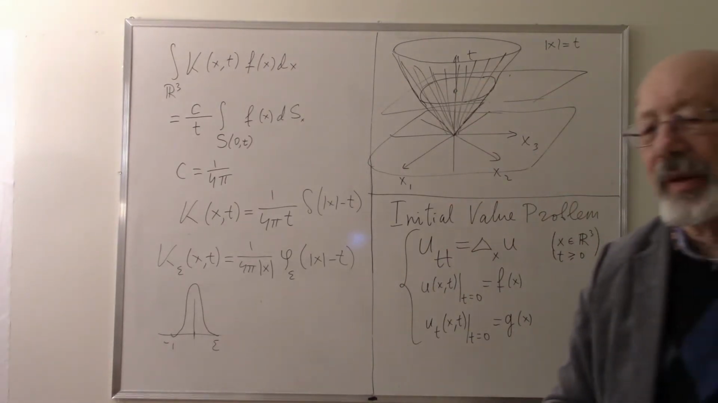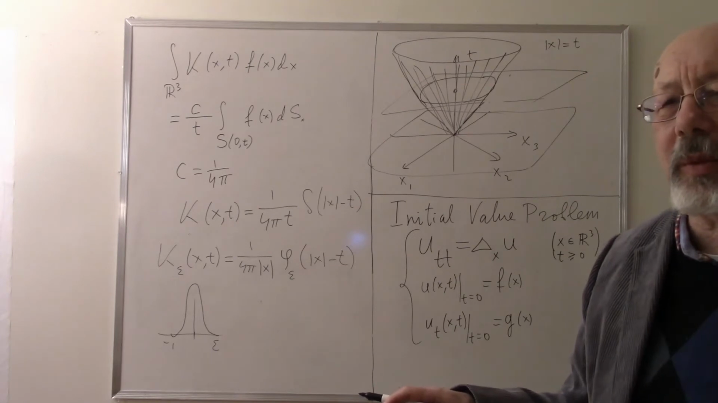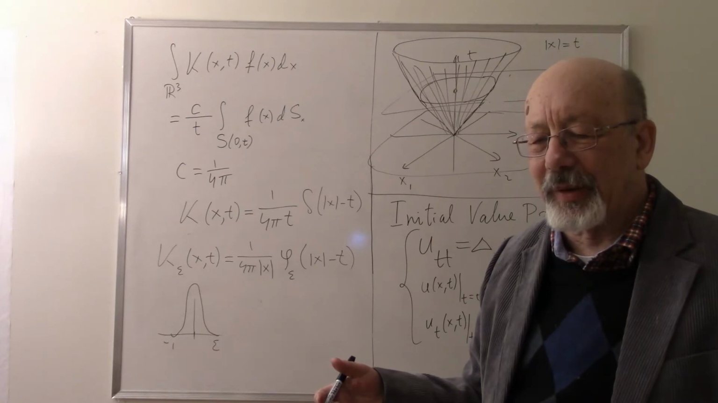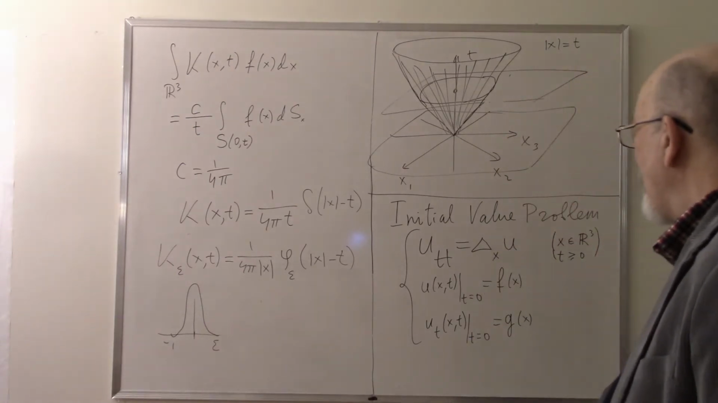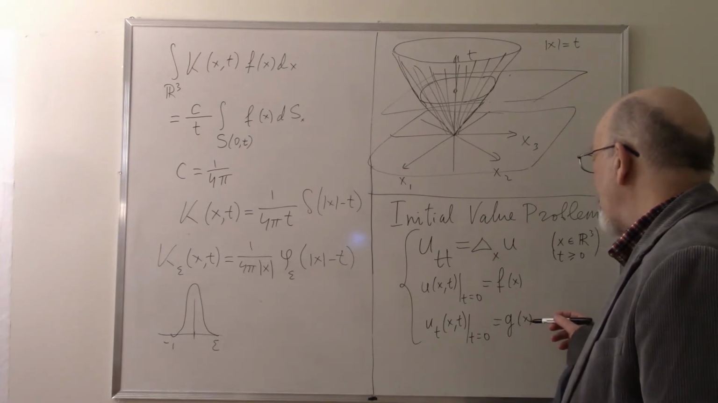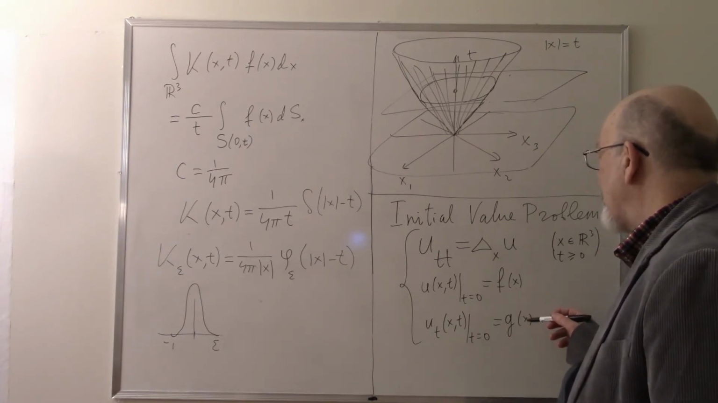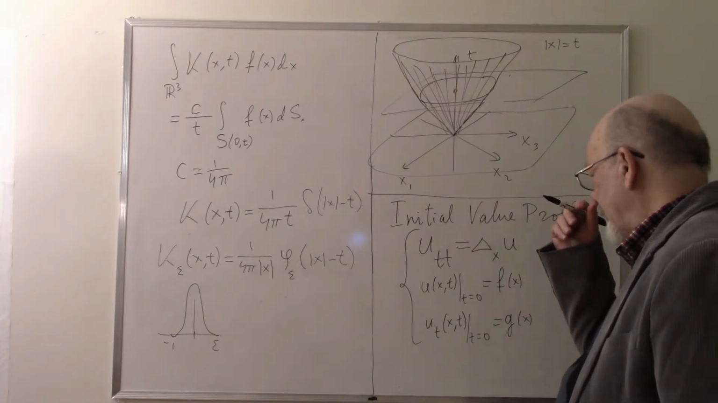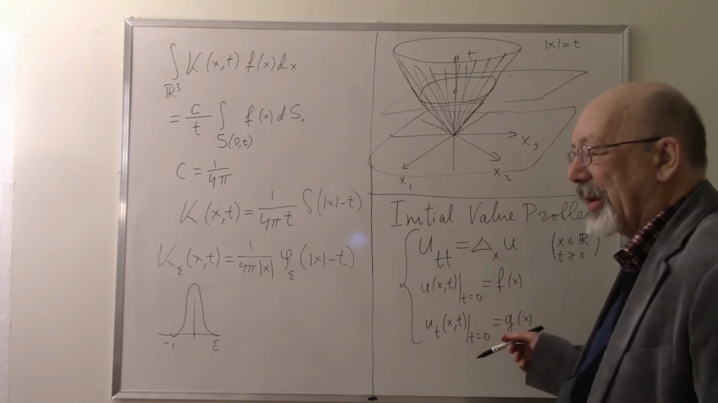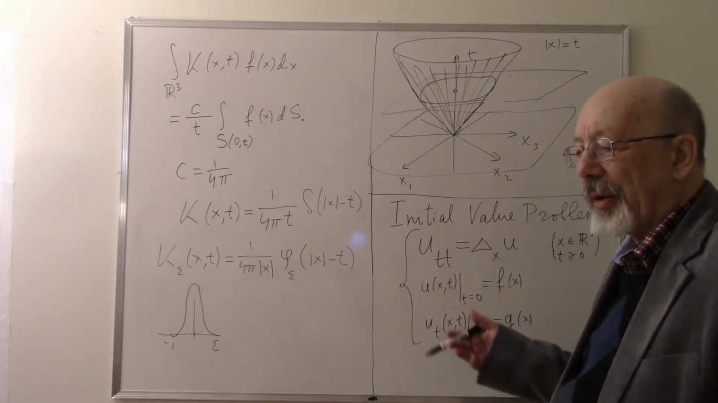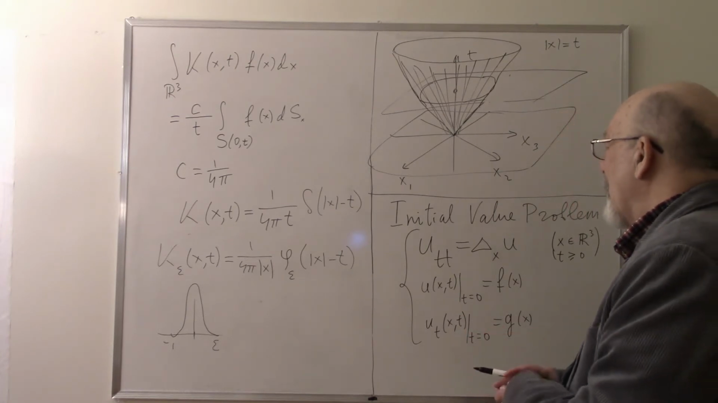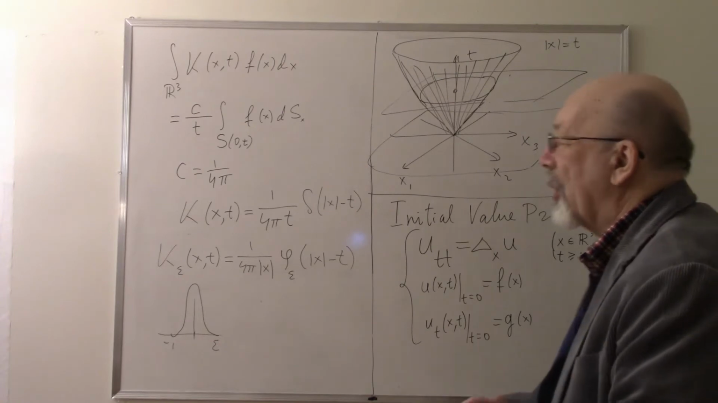So this is our full initial value problem in three-dimensional space. Just imagine, I would say the function g of x is, say, continuous, and f is, say, C1. They are sufficiently regular so that the further calculations make sense. So we consider this initial value problem.